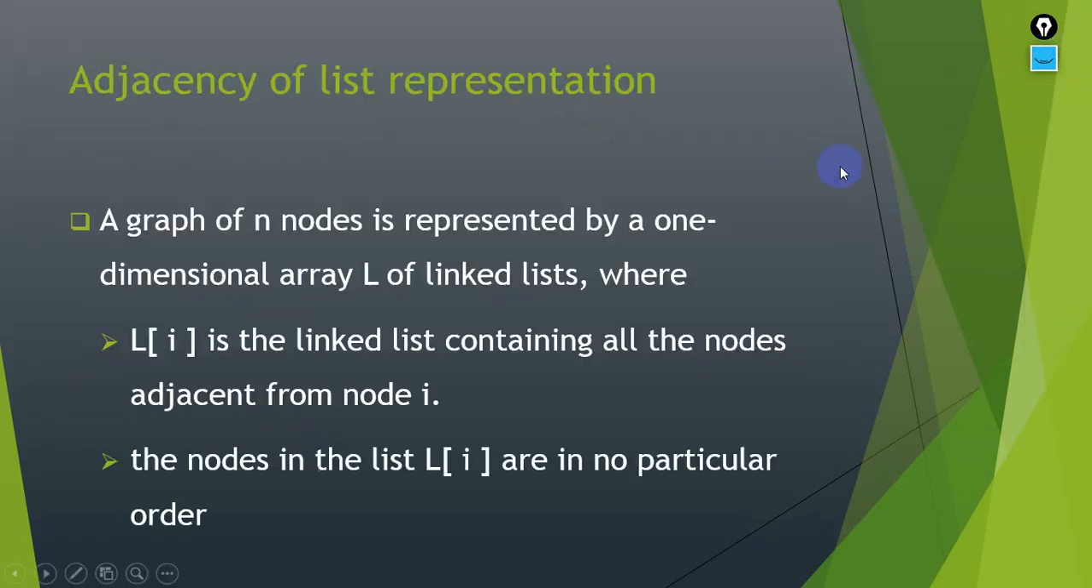So now what we have, the second thing we have, is the adjacency list representation. What does list representation mean? A graph of n nodes is represented by a one-dimensional array L of linked lists, where Li is the linked list containing all the nodes adjacent from node i. The nodes in the list Li are in no particular order.